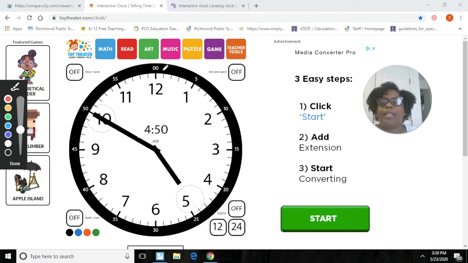Now we need to determine the minutes. How do we do that? By counting by 5s. Let's do it. 5, 10, 15, 20, 25, 30, 35, 40, 45, 50. There it is. It's 4:50.